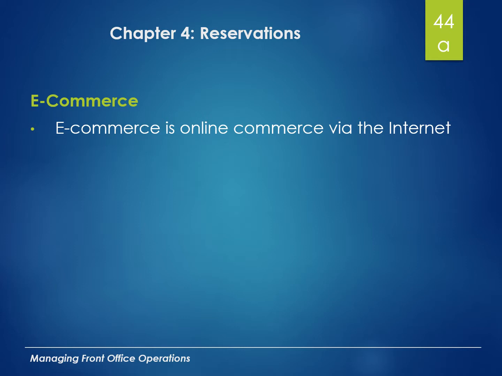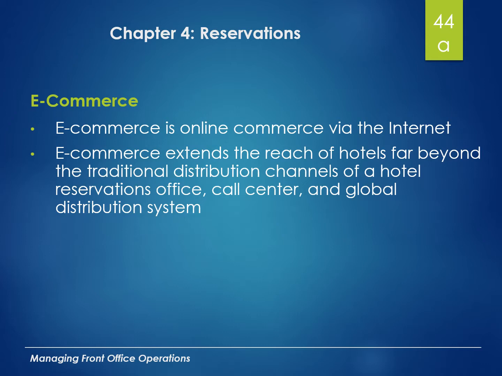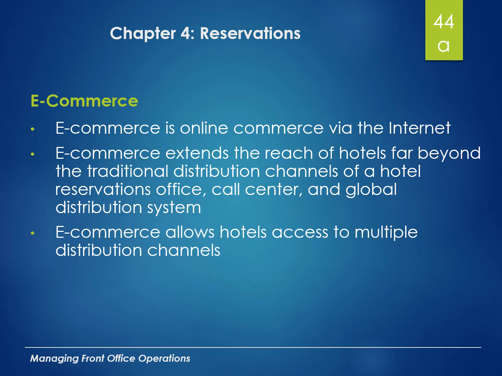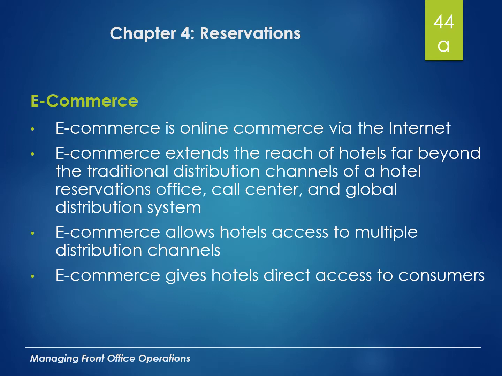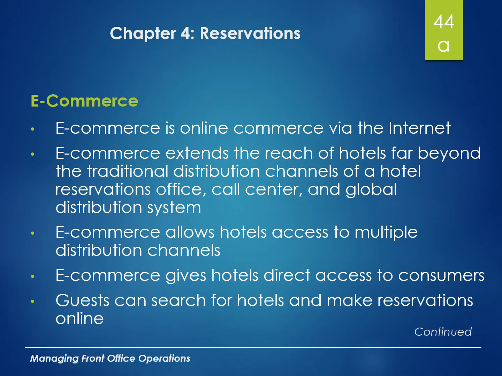All right, so e-commerce is everything that happens via the internet. Let's talk about e-commerce very briefly. Of course, we have traditional distribution channels: the hotel reservation system, the call center, a global distribution system. But e-commerce allows hotels to access multiple distribution channels, those IDSs, as well as direct, because guests can book directly through the website. It gives us direct access to people, whether through our app, our website, or through an IDS.